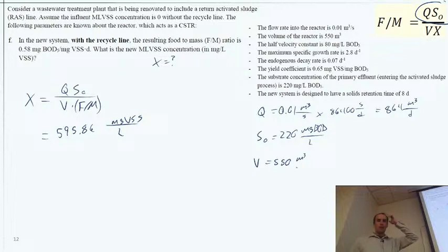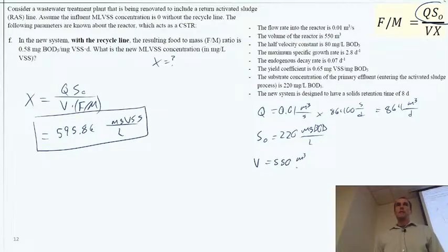We've got S naught, we've got the volume given. We now have our Q in per day units, and we're given some food to mass ratio, so all we'd have to do is rearrange that. And here again, just take F/M as one variable. Move it around as one variable. Don't play with it. You'll just confuse yourself if you do something different, right? So just move that as one variable, and we can swap it with X in our equation, and we can solve for X. That should give us 595.9 milligrams VSS per liter. Okay, good on that?